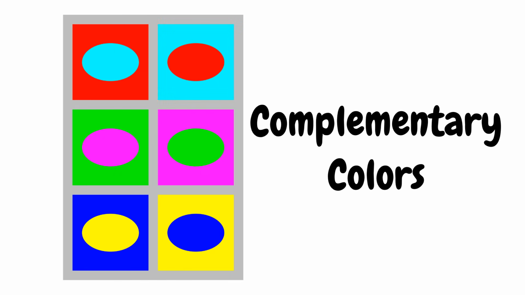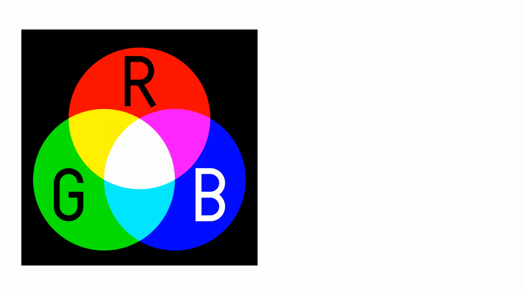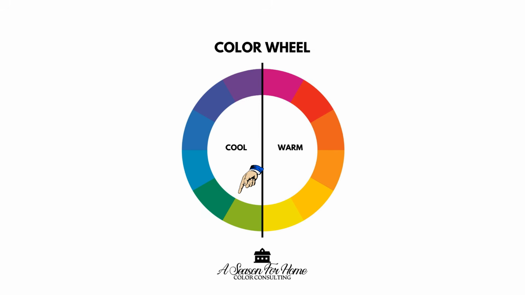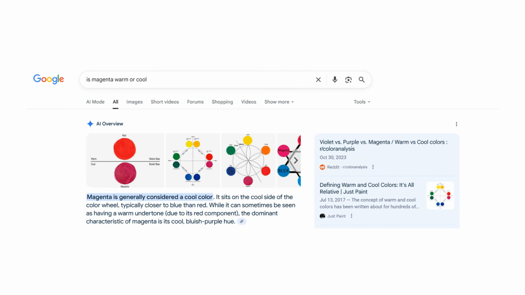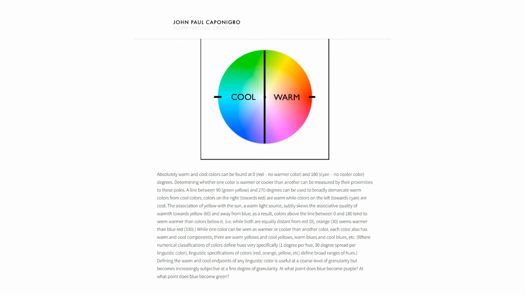Now let's talk about complementary colors, which are colors that are opposite of each other on the color wheel. Going based on both the RGB model and the CMY model, the color opposite of magenta on the color wheel is green. Since green is generally considered to be a cool color, does that make magenta a warm color? When I looked up the answer, Google's AI response told me that magenta is a cool color with this article to back it up. But one other article I found lists magenta as a warm color.